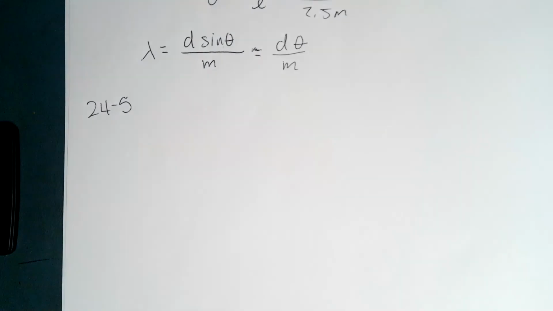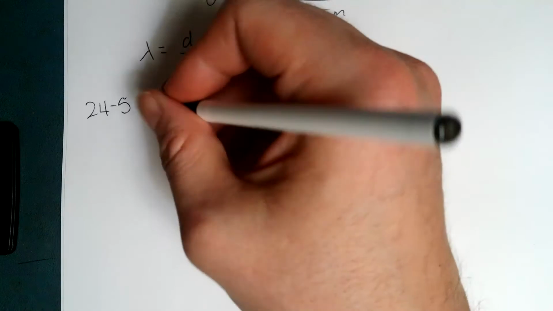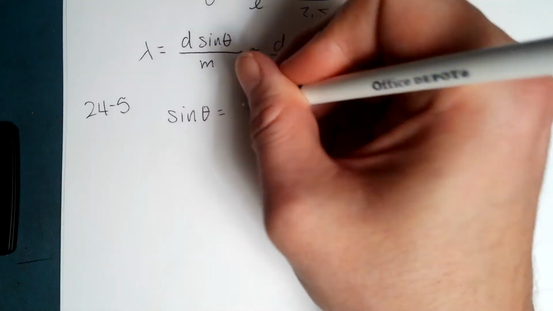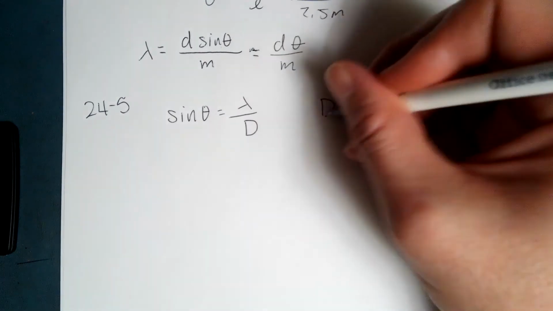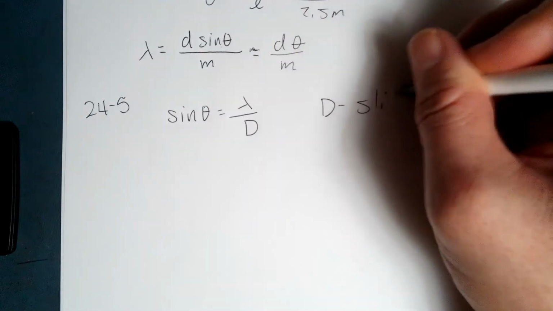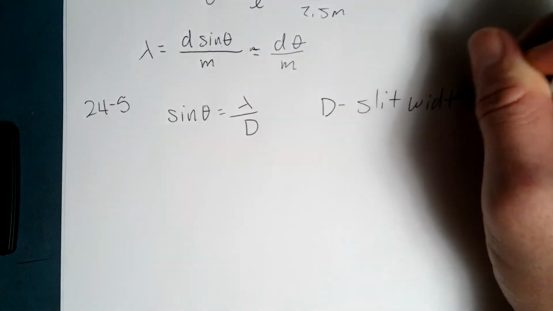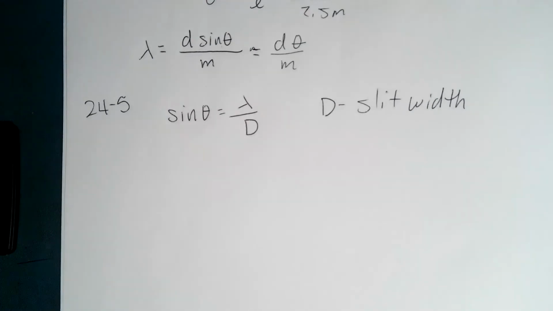24.5. Okay, now we're going to move into single slit. I'm not going to go through all the derivations, but it's a little bit fundamentally different because if I write the equation here, it's very similar, but sine theta equals lambda over capital D. Okay, where D is now a single slit. We need to know how wide it is. Okay, and that's it.